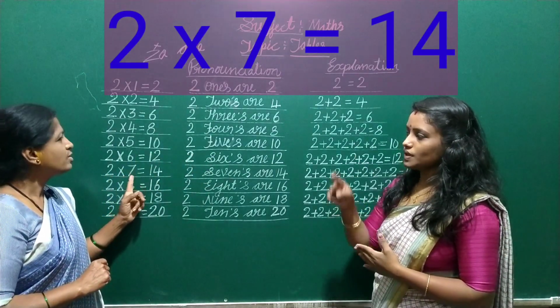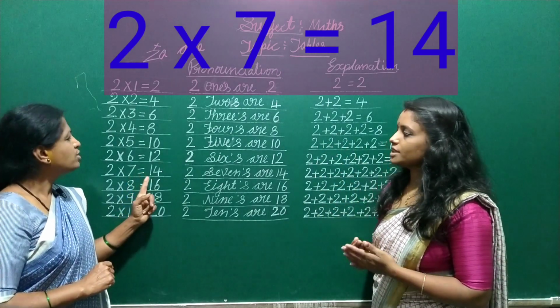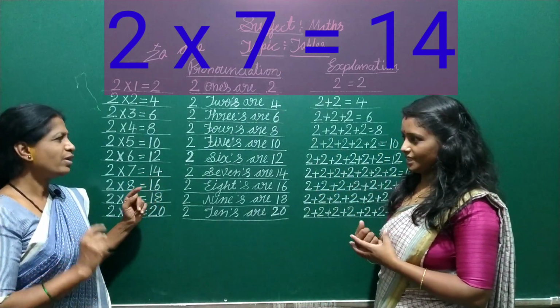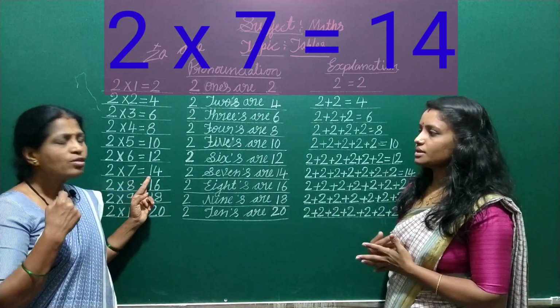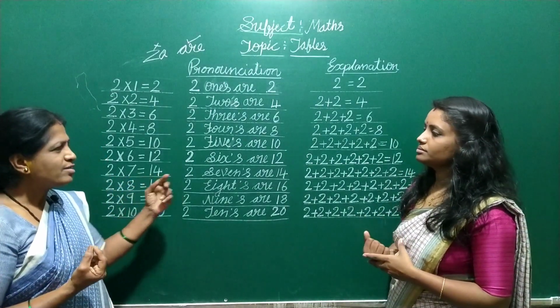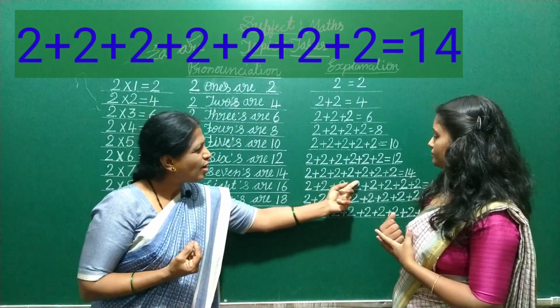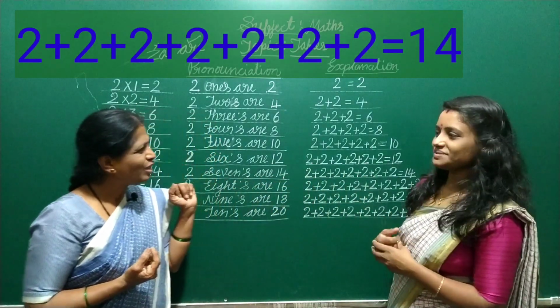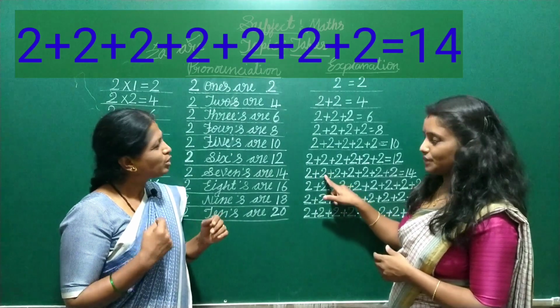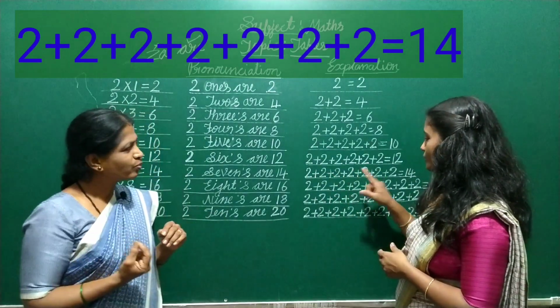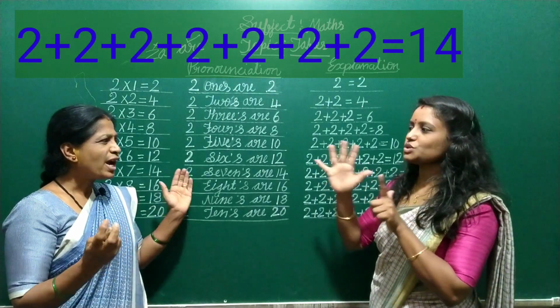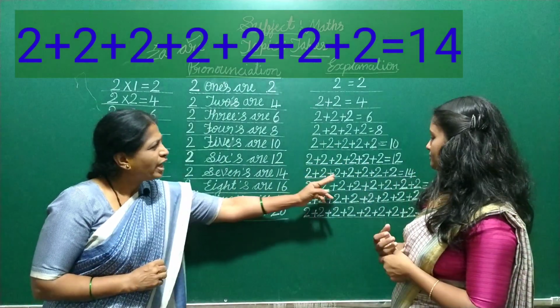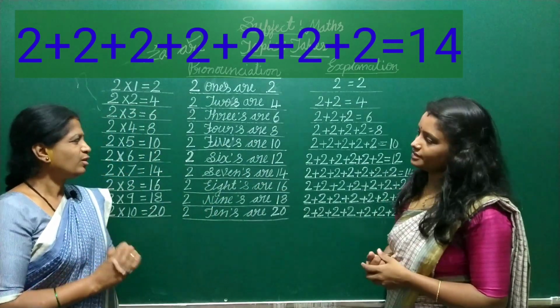Now next, which number is there? 2 into 7 equals 14. Very good. You can see here how many 2's are there. Shall I count, ma'am? Count. 1, 2, 3, 4, 5, 6, 7. 7 times 2's are there. When you add all, you will get 14.